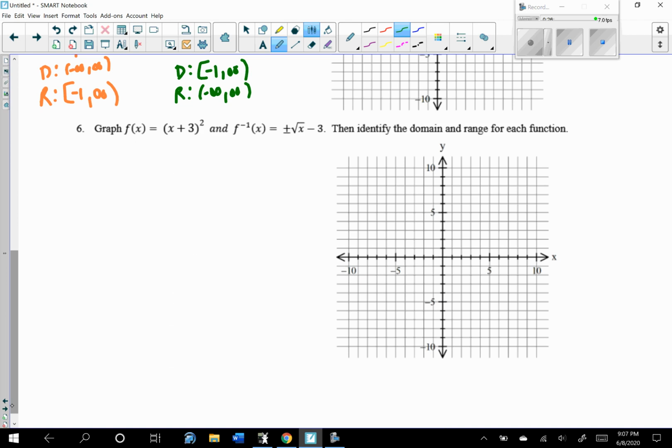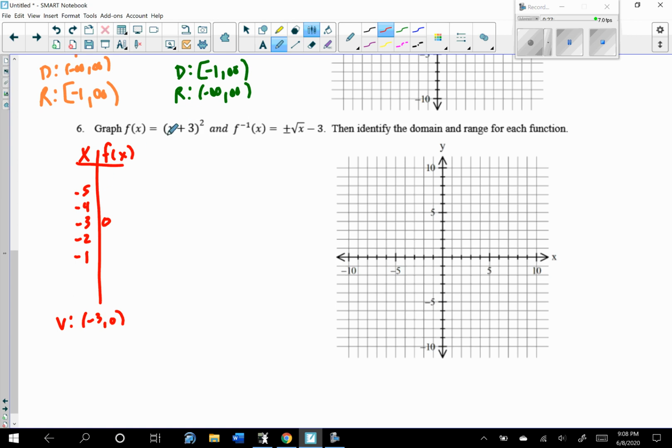So for this one here, it says we want to graph f of x and f inverse and identify the domain and the range. So if I look at the first part, we're going to go ahead and make a table, x and f of x. Here I can see that the vertex is going to be at -3, 0. So I'm going to move around from that point. So I'm going to start here in the middle, -3, 0. So I'm going to use then -2 and -1. And the other direction would be -4 and -5.